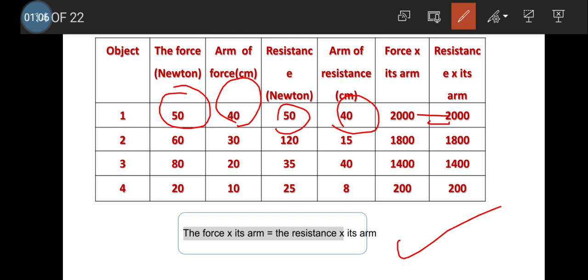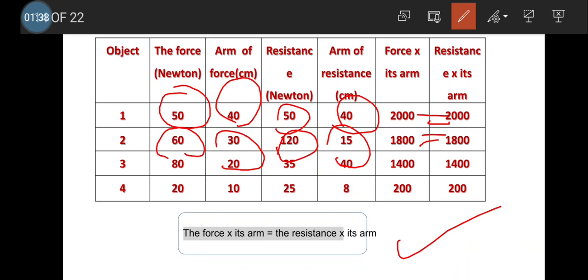Here the force is 16 and the resistance is 120, so the resistance force is more than the effort force, and the force arm equals 13 and the resistance arm is 15. So the force arm is longer than the resistance arm, so the resistance force will be bigger than the effort force, and it will conserve effort.